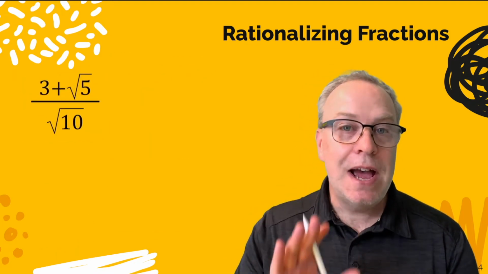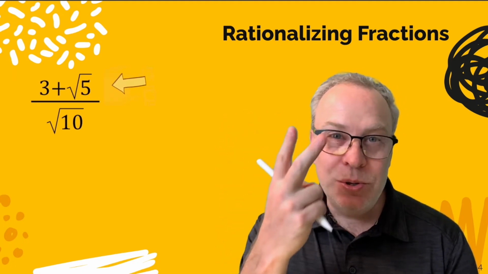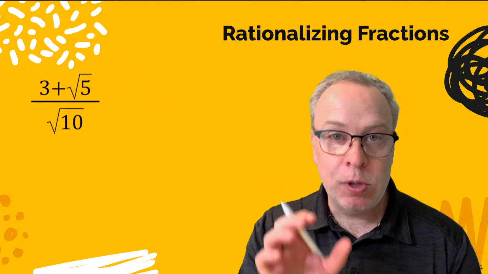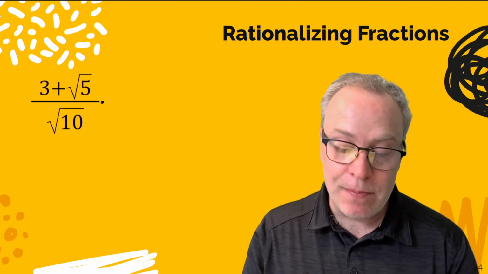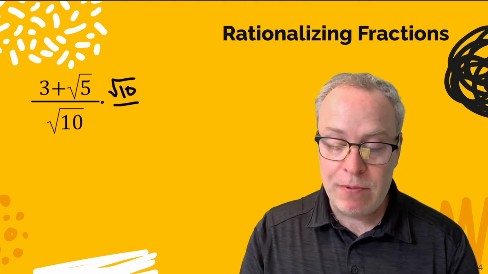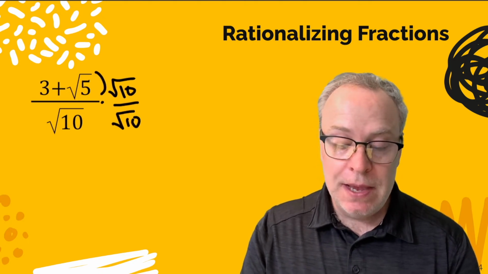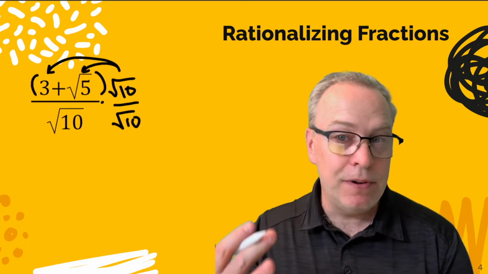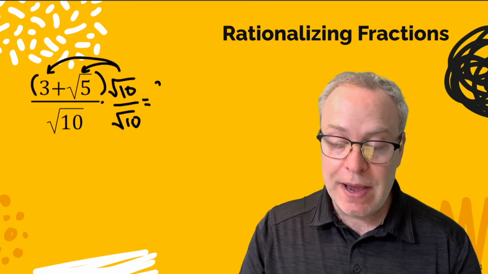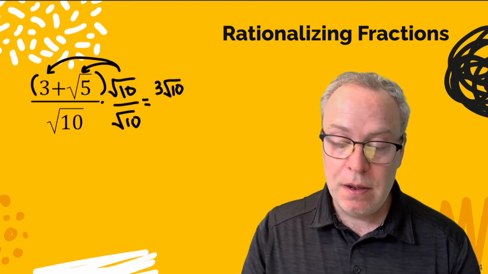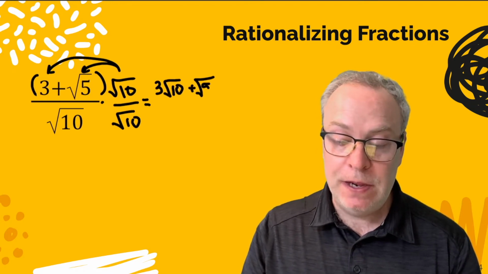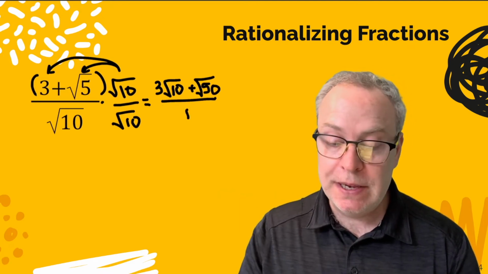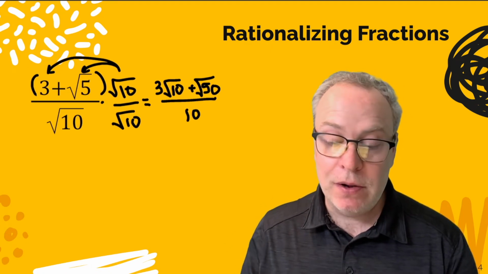So this time I have a binomial, a two-term thing on the top. Now I know it's just all numbers, but I'm going to treat it like a binomial. We're going to have to do the distributive property on the top. Watch this. So we're going to multiply by radical 10 over radical 10. Now on the top, we're going to have to do that distributive property and make sure we multiply everything by radical 10. So I get 3 radical 10 plus radical 50 all over the square root of 100 would be 10. So I did get rid of that radical in the denominator.